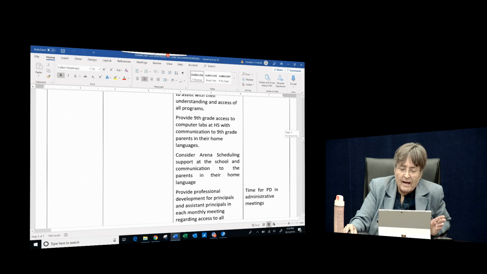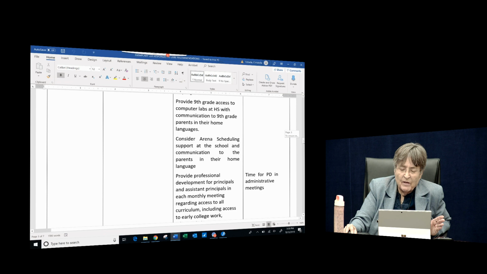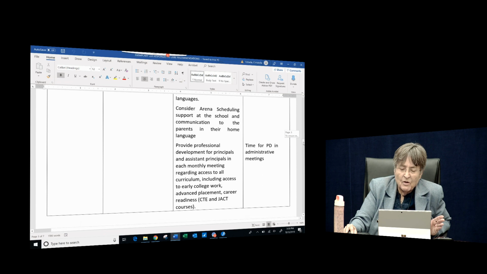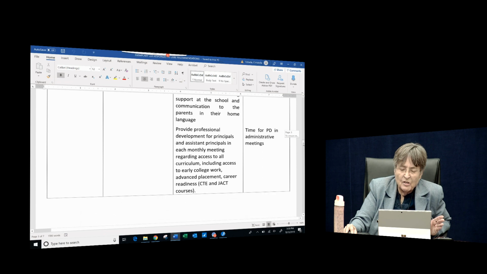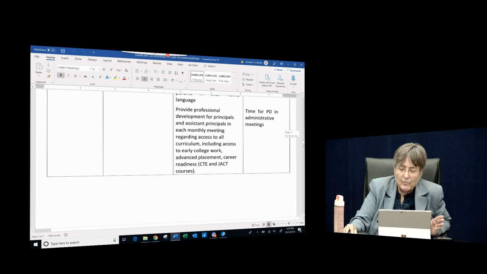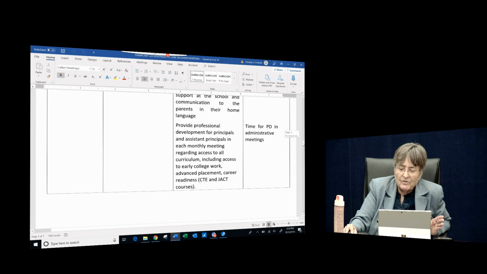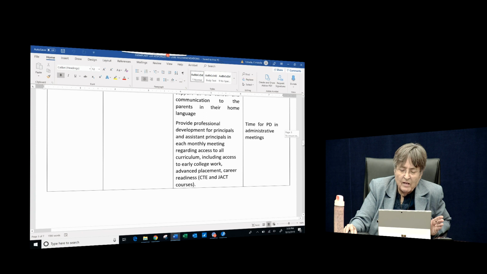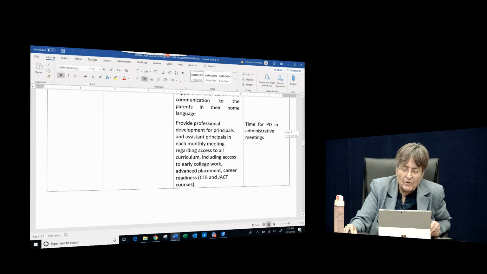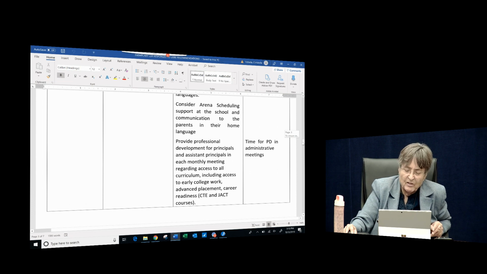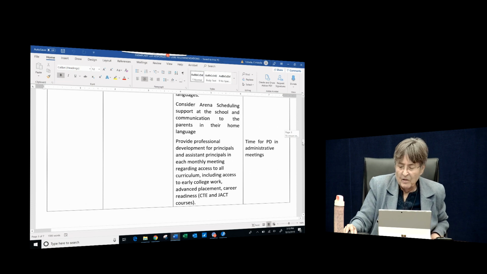Provide ninth grade access to computer labs at the high school with communication to ninth grade parents in their home language. Consider support at the school, communication. Provide professional development for principals, which means time for PD at the administrative meeting. And this is monthly regarding access to the curriculum, including access to early college coursework, advanced placement, and career.